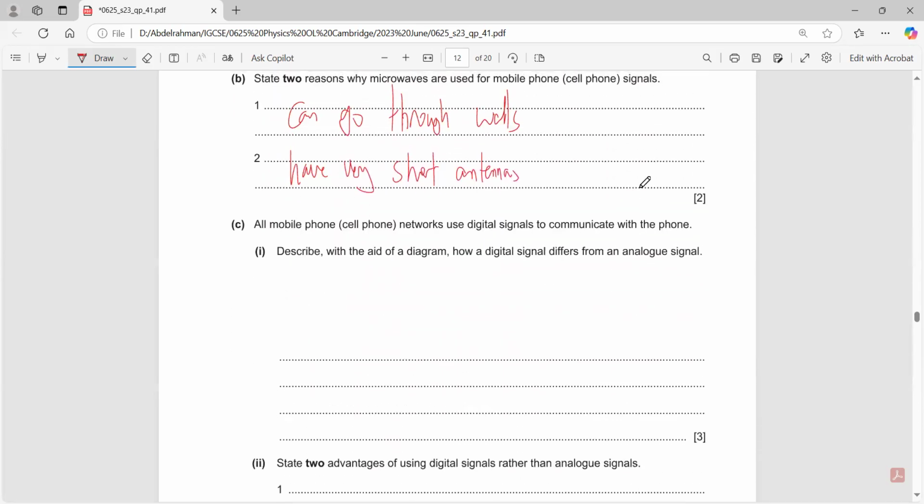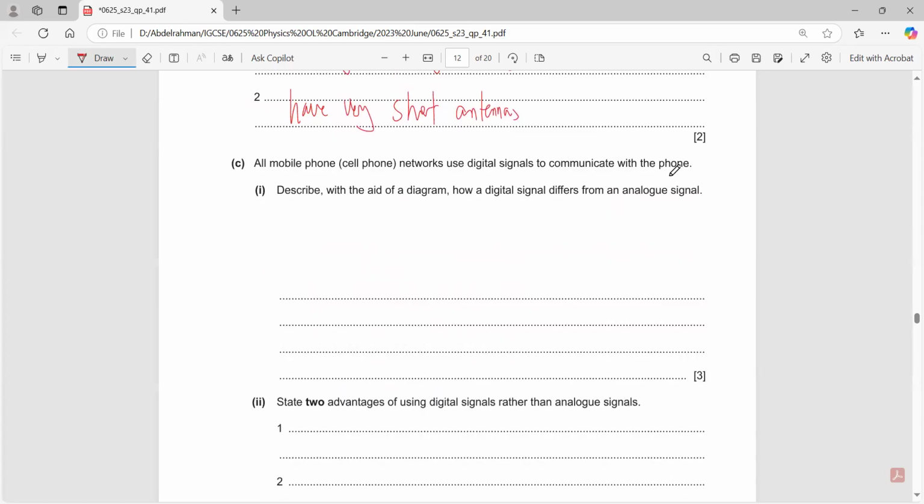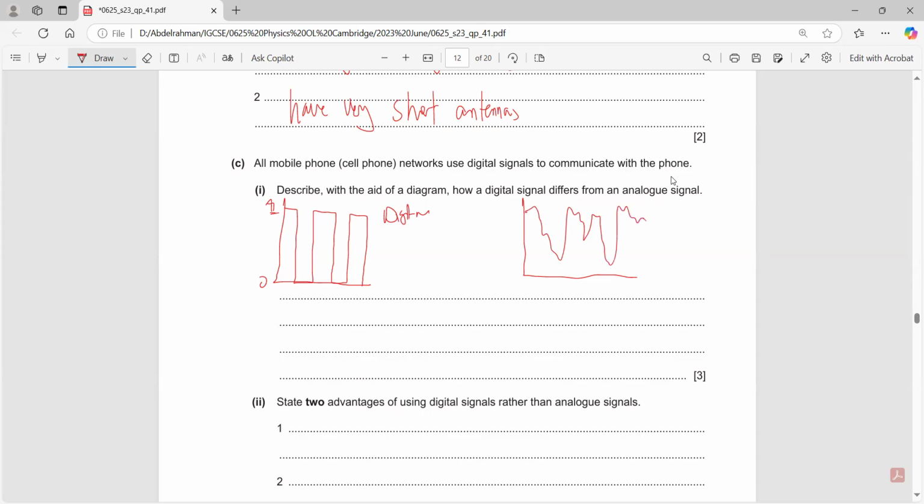A mobile phone uses a digital signal. Describe with the aid of a diagram how a digital signal differs from an analog signal. A digital signal is either 1 or 0: 1, 0, 1, 0, 1, 0. But an analog signal can vary continuously between two numbers. This is an analog signal.